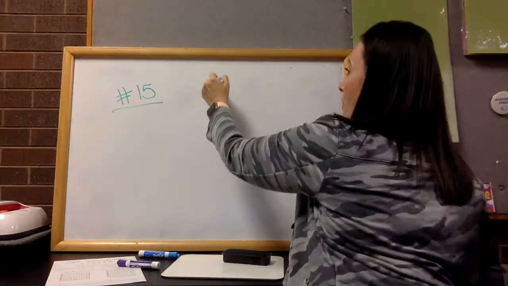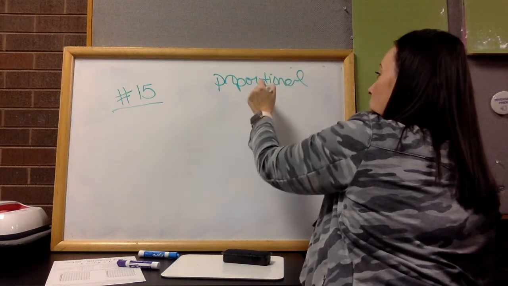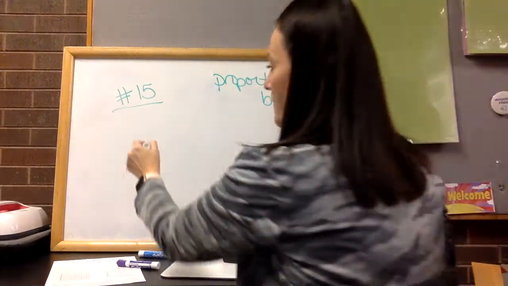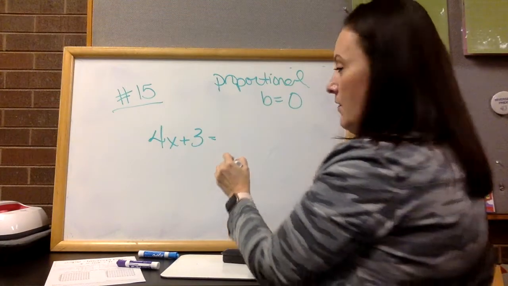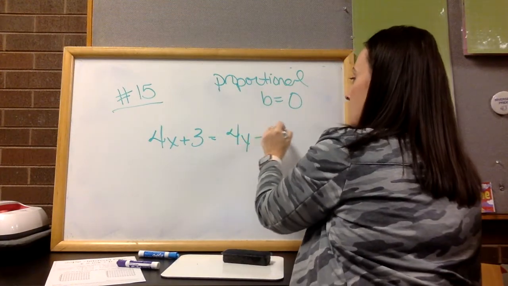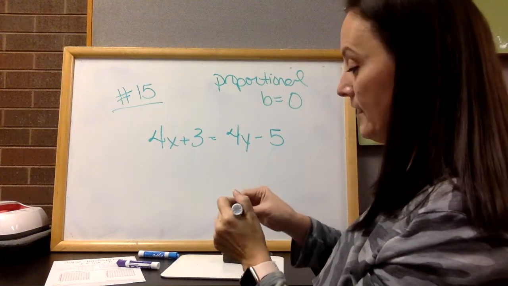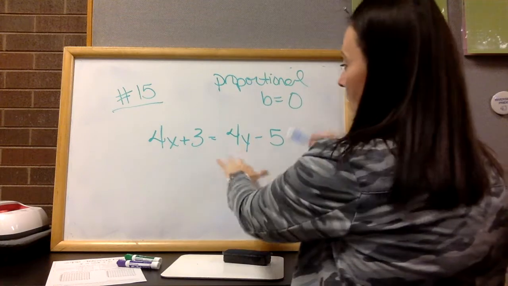This one's looking for proportional. Since we're looking for proportional, what you guys are looking for is when b equals 0. So we're trying to find when b equals 0. So I have 4x plus 3 equals 4y minus 5. Again, I'm trying to just solve this for y. It doesn't matter if the y is on the right or the left. I got to get rid of all of this stuff.